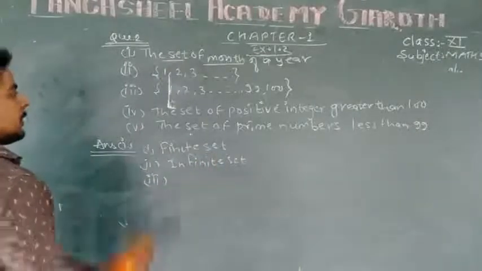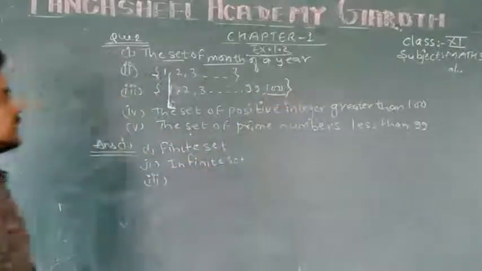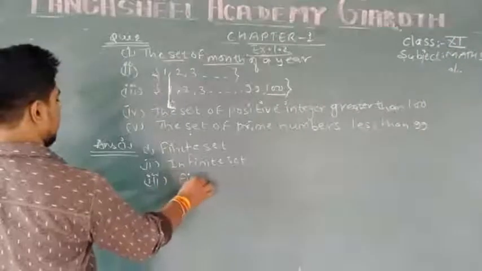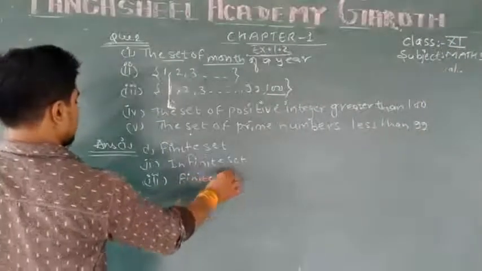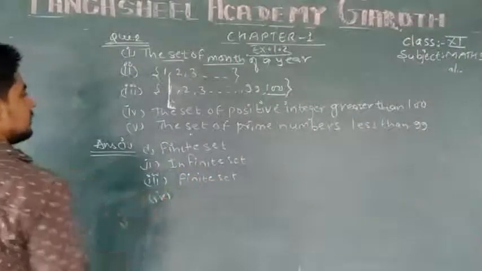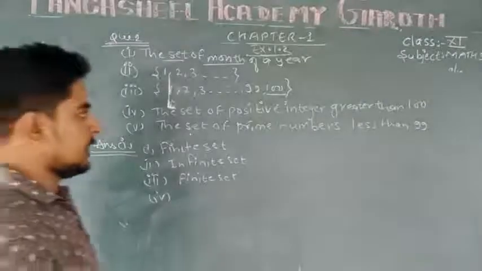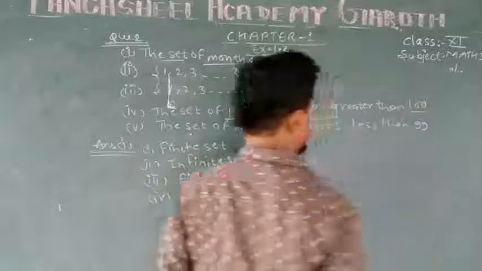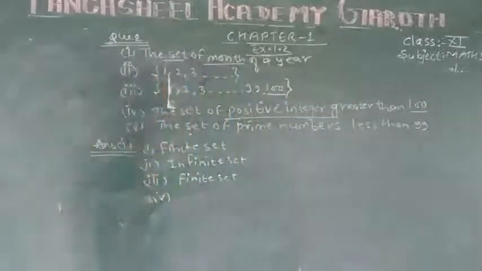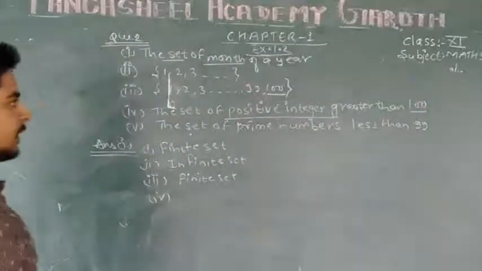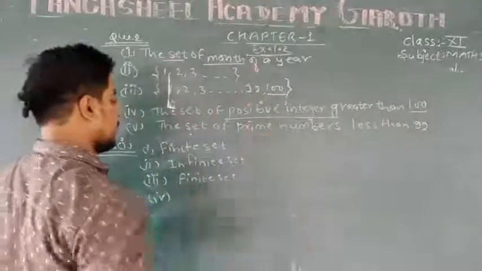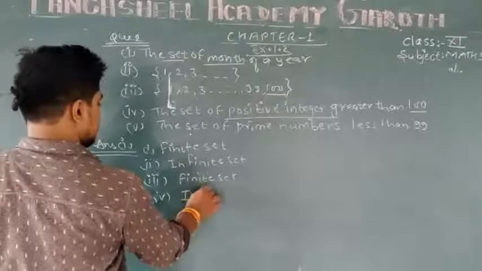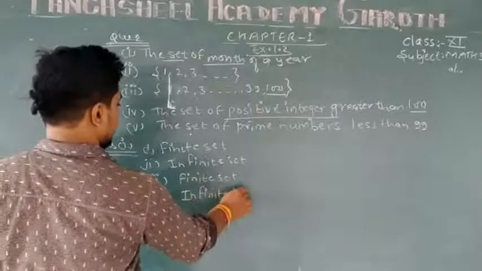Third is 1, 2, 3, up to the last element of the given set, which is 100. Therefore, the third set is finite set. And fourth is the set of positive integers greater than 100. We know that there are so many positive integers greater than 100. Therefore, it is also called infinite set. The fourth is infinite set.